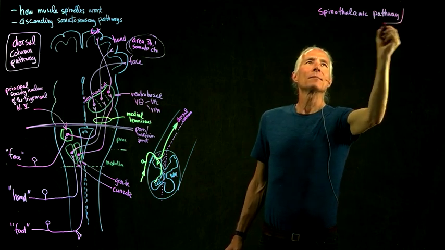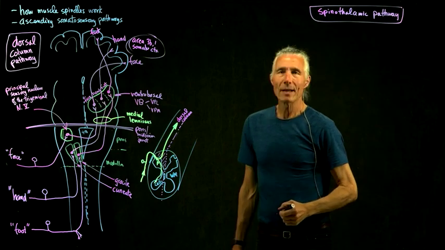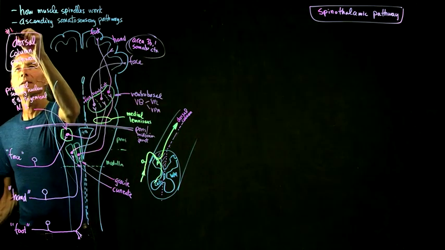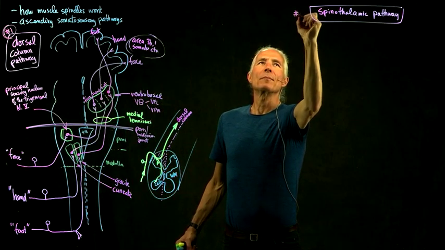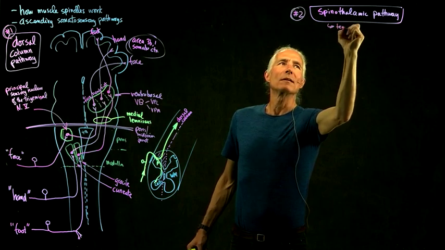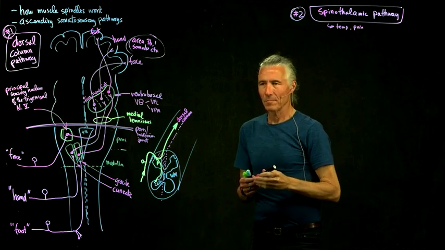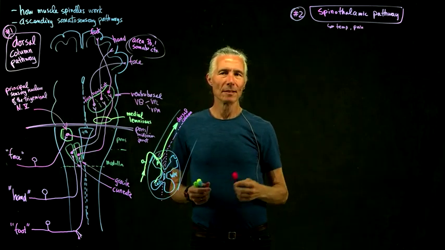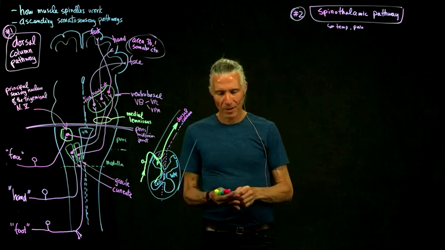And to some extent, this is a functional distinction. So the spinothalamic pathway, so here's number 1. Number 2, the spinothalamic pathway has more temperature and pain in it, and light, and the sort of pleasurable sensations also. So how does the spinothalamic pathway work?